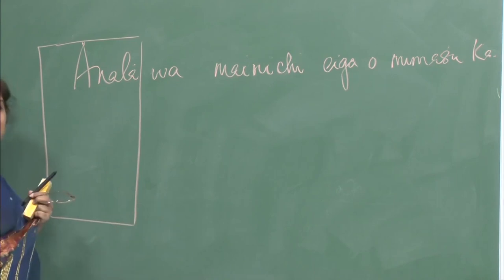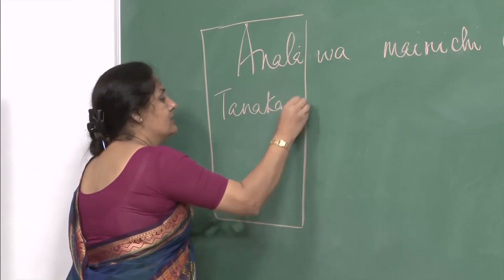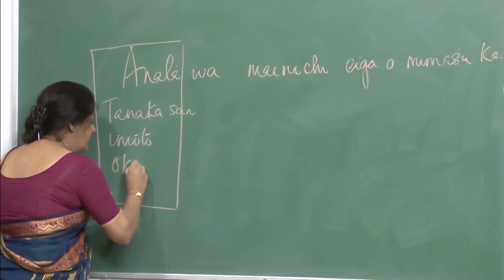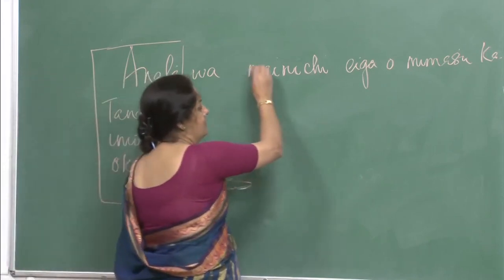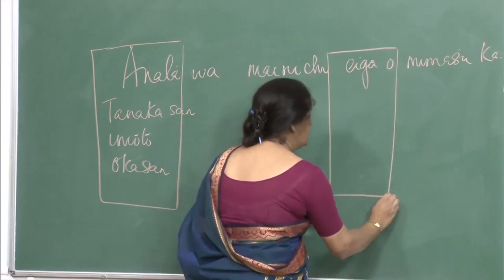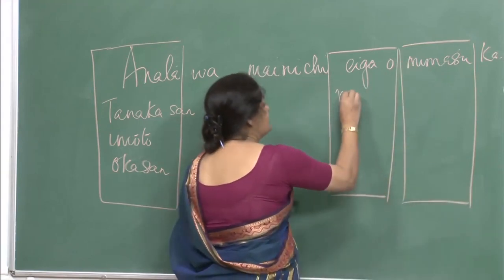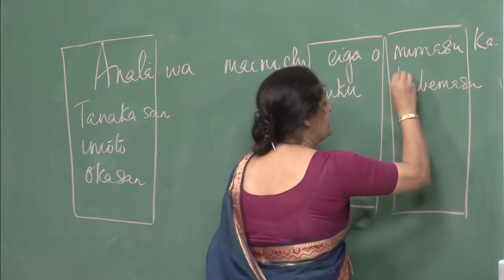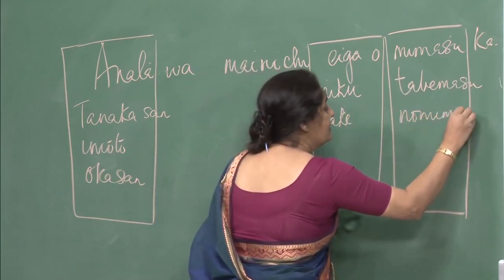This you can replace with any name, for example, Tanaka san or Imoto or Oka-san, any of the vocabulary that you have done for person. Then, eiga o mimasu ka? Mainichi niku o tabemasu ka? Niku o tabemasu. Sake o nomimasu.